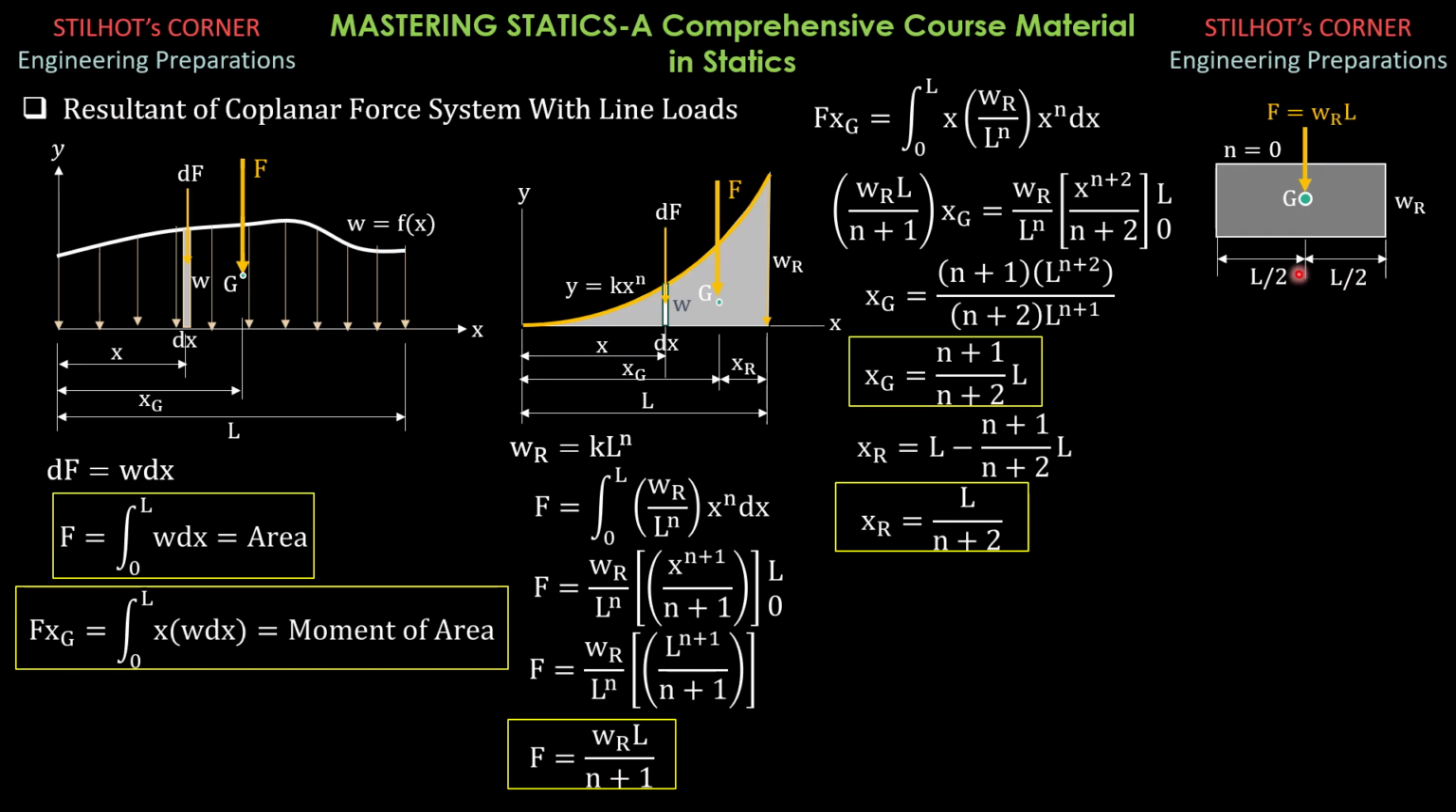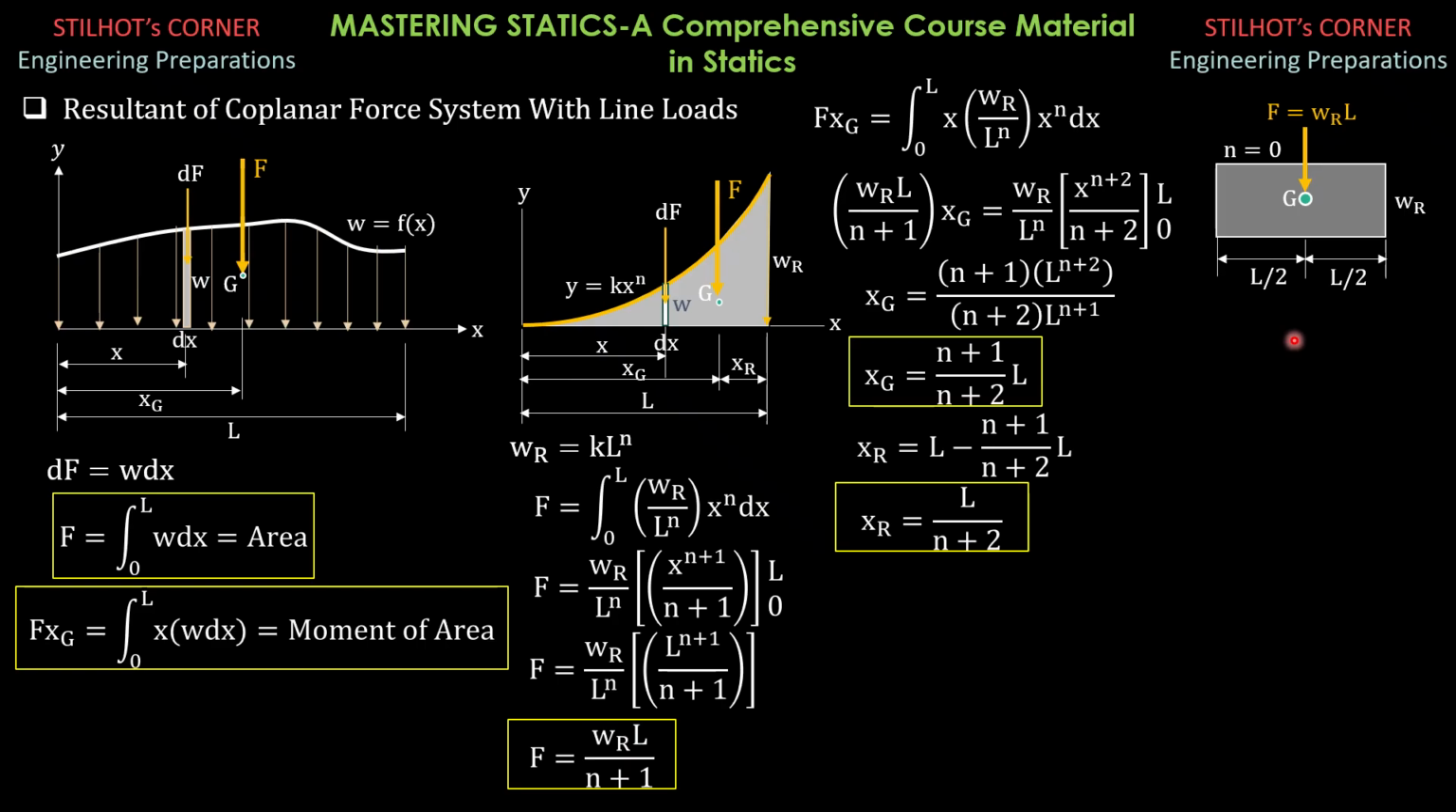WR height, L the base, right? And if you use this formula, n is 0, so WRL over 0 plus 1 is WR times L. So that's why that's the result. And of course, if you use here 0 plus 1 over 0 plus 2, that's 1 half of L. So that's why XG is L over 2 and XR is also L over 2.